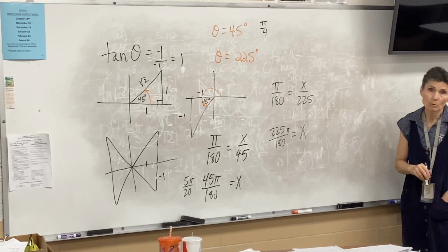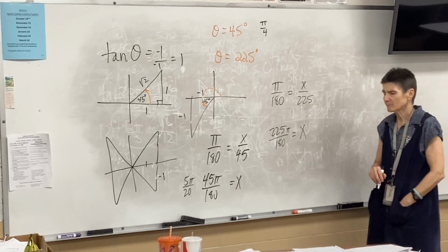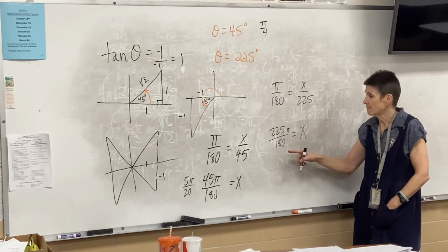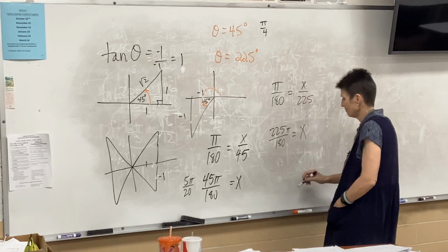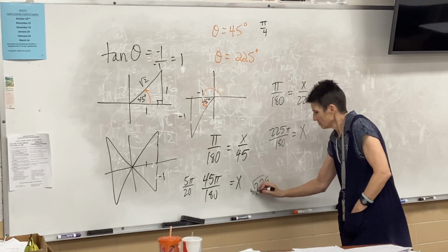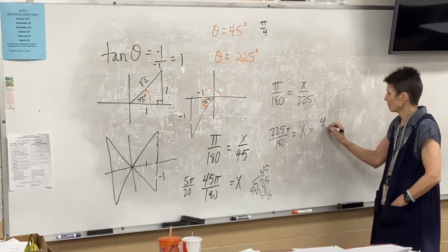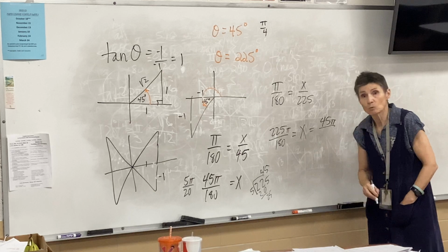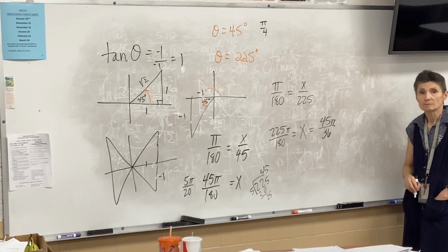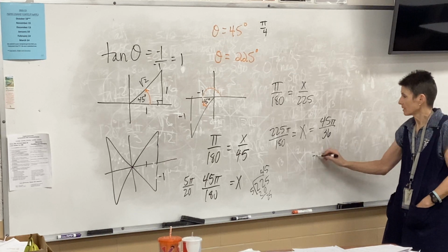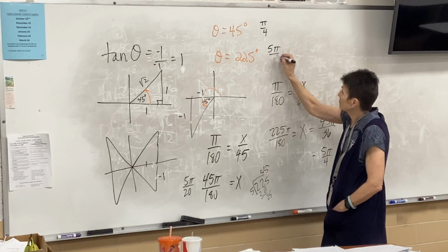So I'm going to solve this proportion. I'm going to reduce the fraction. Now, I don't know what you think of when you look at this. I think 5. So 5 goes into 225 45 times, and 5 goes into 180 36 times. Now 9 goes into both of those. So that's going to be 5 pi over 4. So this one is 5 pi over 4.